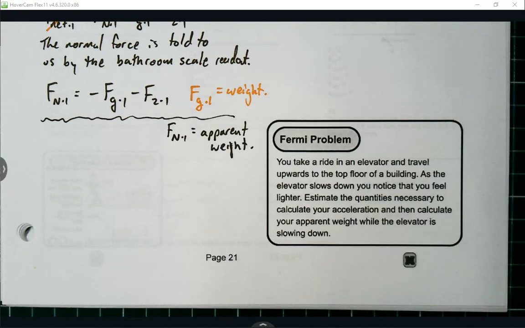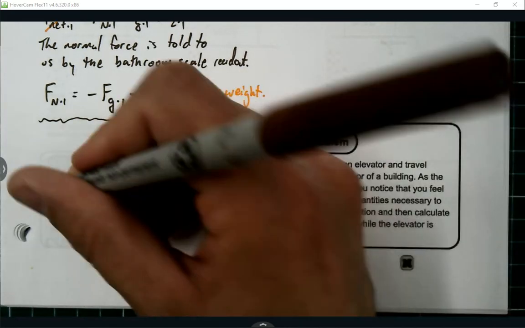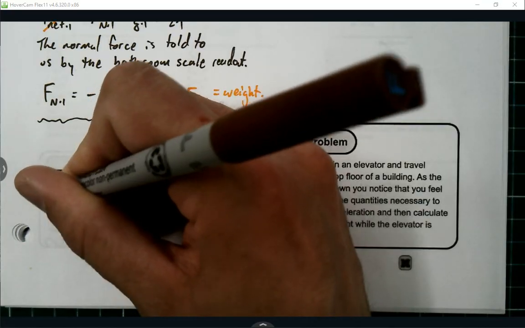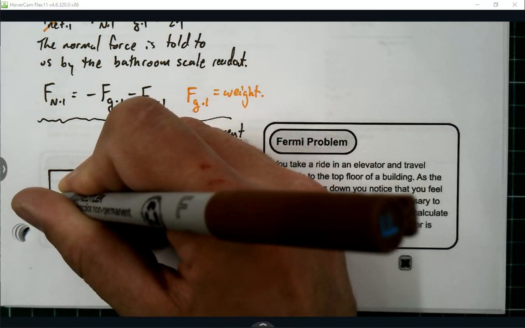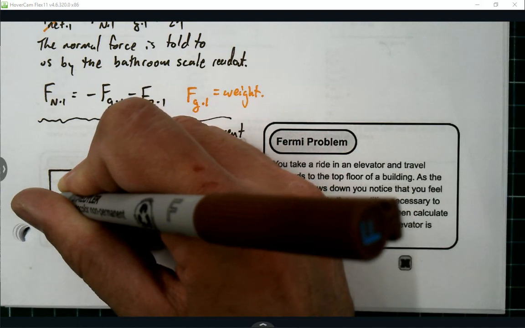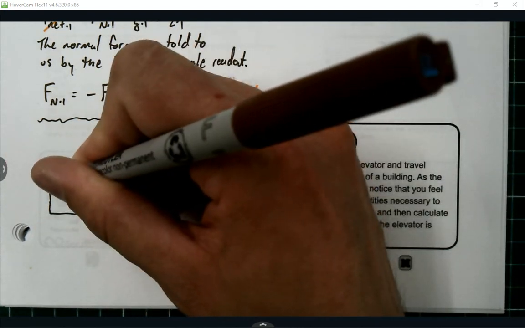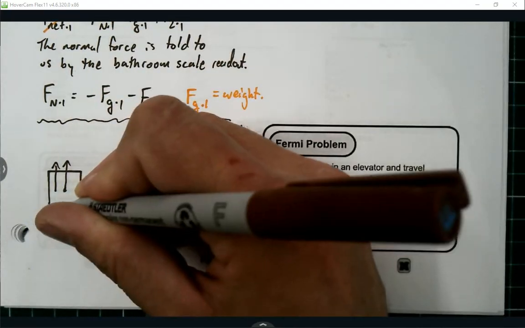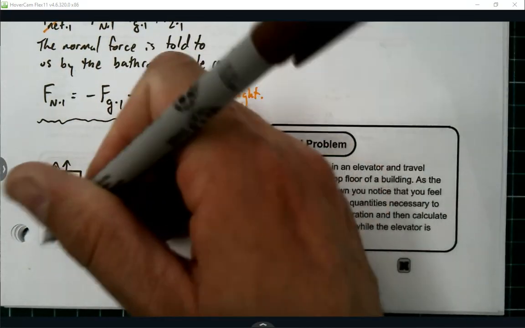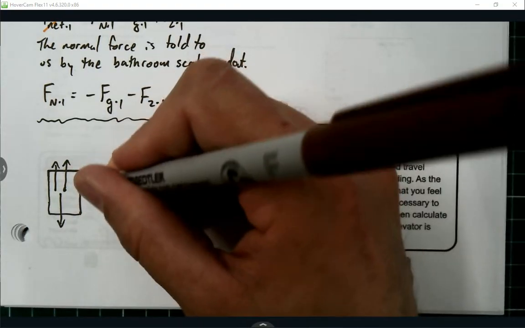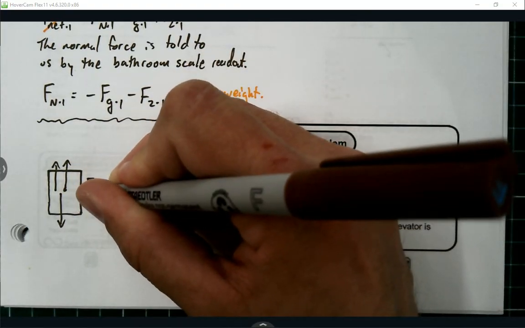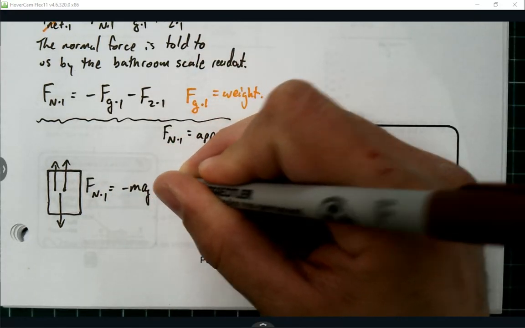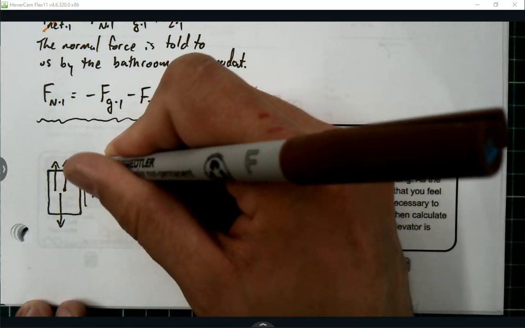Other little side notes. If I was talking about the elevator, sorry, if I was talking about having a generalized free body diagram, I could say, hey, I've got these couple of forces here. If I really wanted to have F normal as a generalized equation, this one's a really easy one. F normal is equal to negative mass times acceleration due to gravity minus force 2 acting on 1. That one's an easy one.